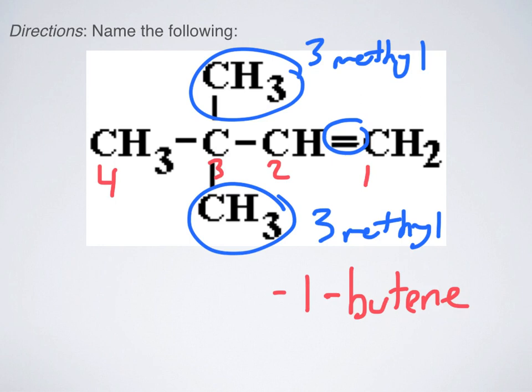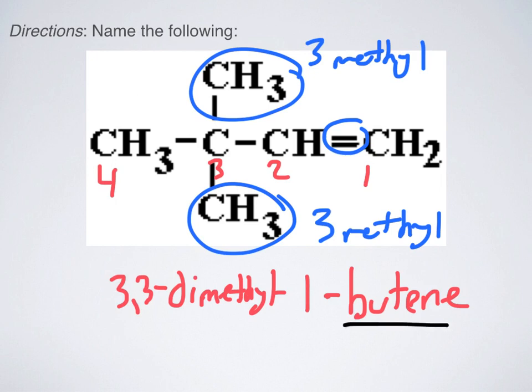And my double bond appears after carbon 1, so it's 1-butene. And I have 2 methyl groups at carbon 3, so that would be 3,3-dimethyl-1-butene. Okay, so again, that's the way that this general process works. So I have my base system, then I have where that double bond would be, then I have all of my side chains taken care of.